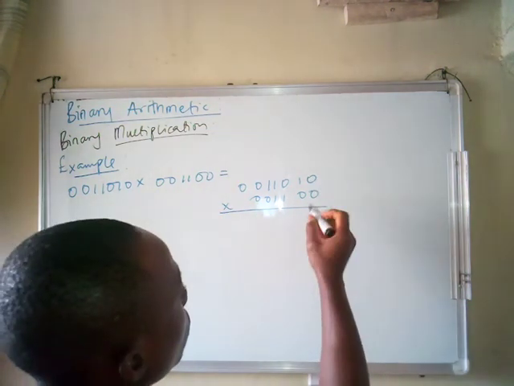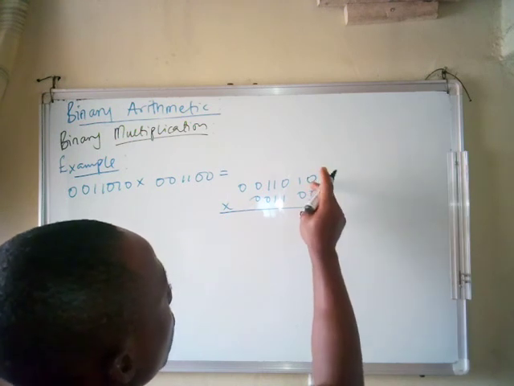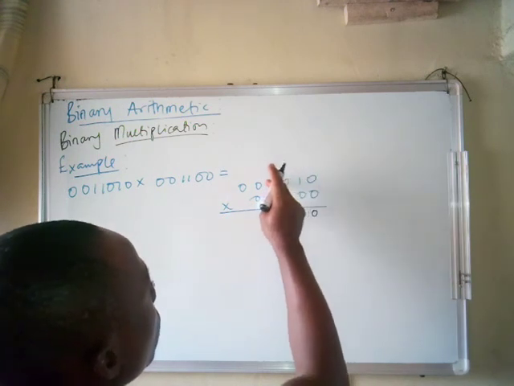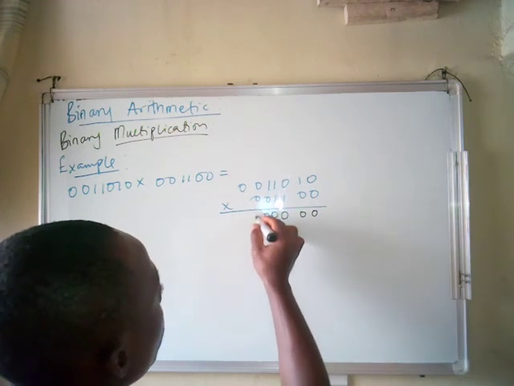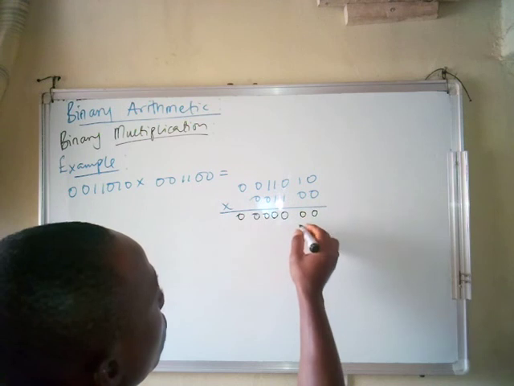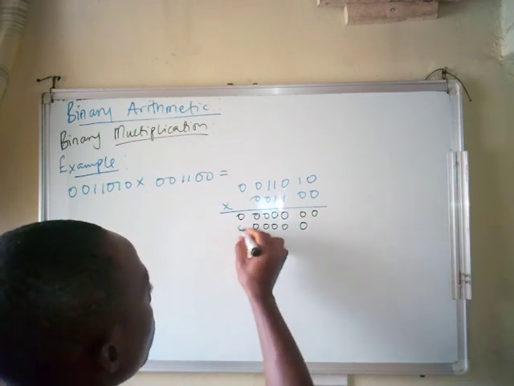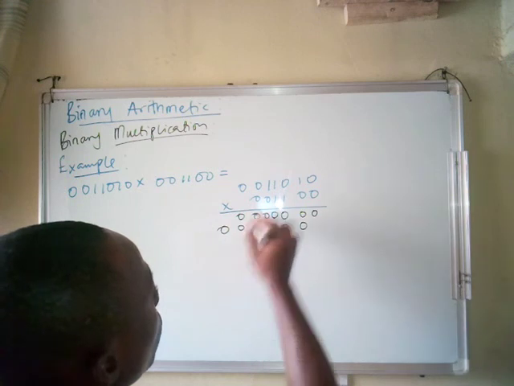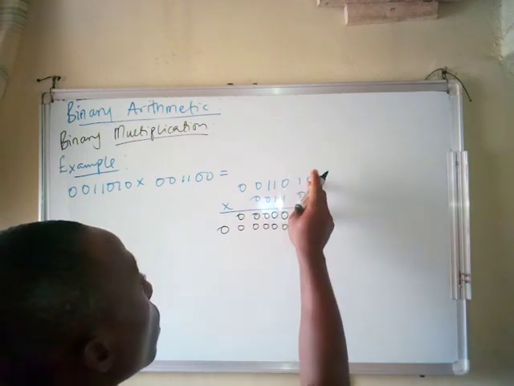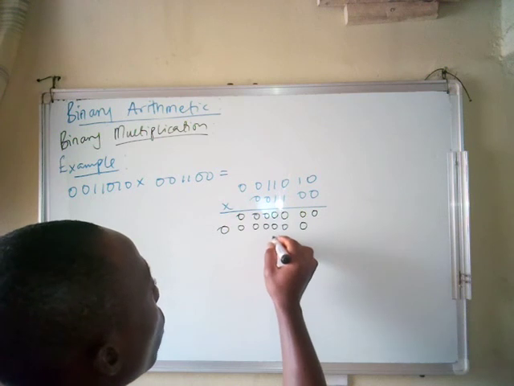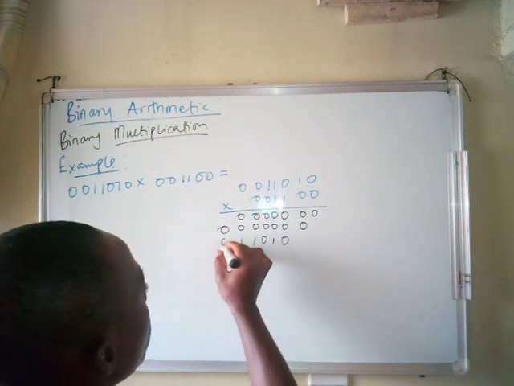So 0 times 0, 0. 0 times 1, 0. So let's count them: 1 2 3 4 5 6 7. The same thing: 1 2 3 4 5 6 and 7. But for this one, we're using 1, so we have 0 1 0 1 1 0 0.